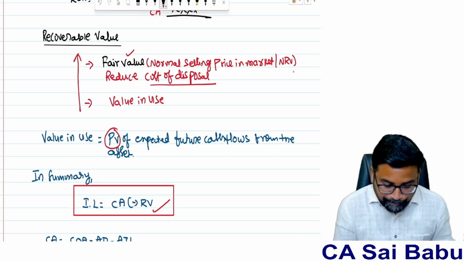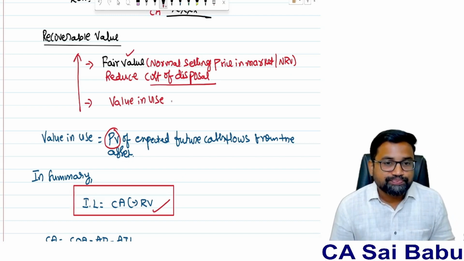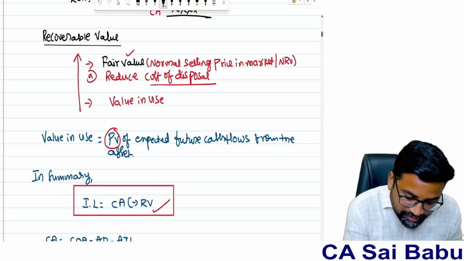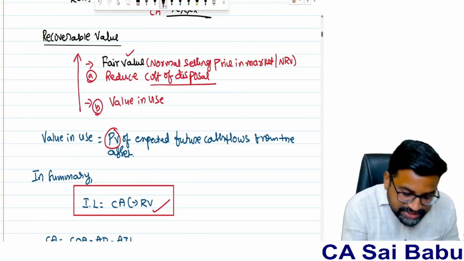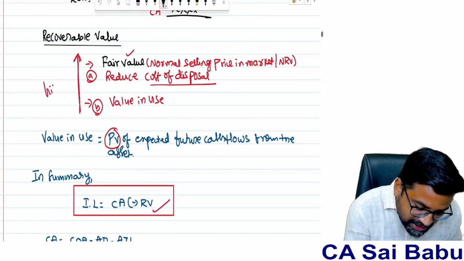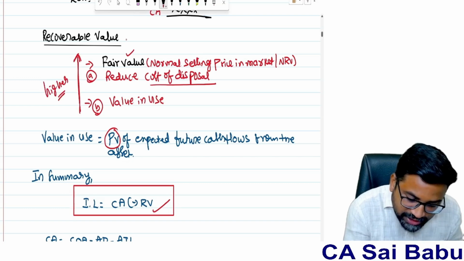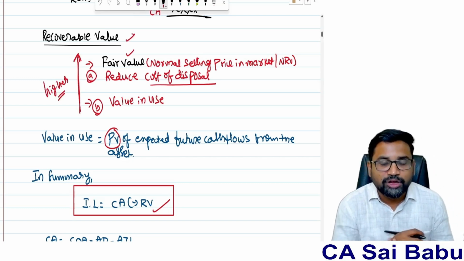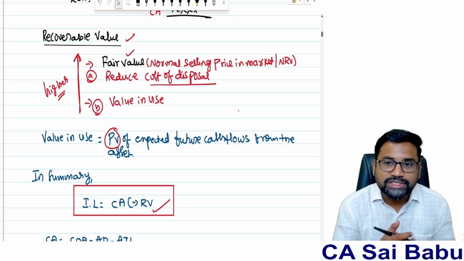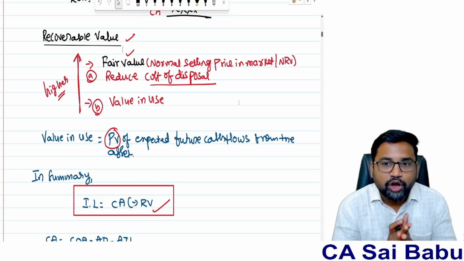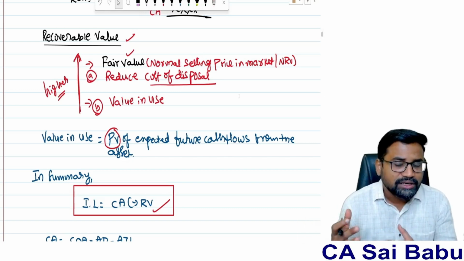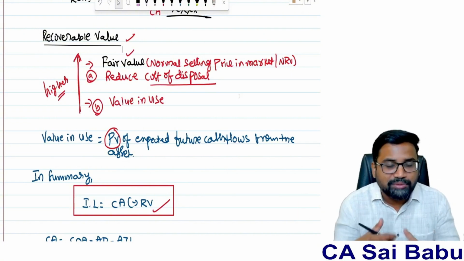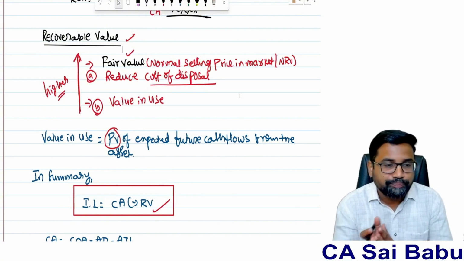That is one aspect. Second thing is value in use. So A, fair value less cost of disposal. B, value in use. Whichever is higher you take, then you will get recoverable amount. So can you tell me the formula for recoverable amount? Recoverable amount is equal to fair value less cost of disposal or value in use, whichever is higher. Now fair value, nothing but if I sell this asset right now in the market, how much am I going to get? Easily we can know.